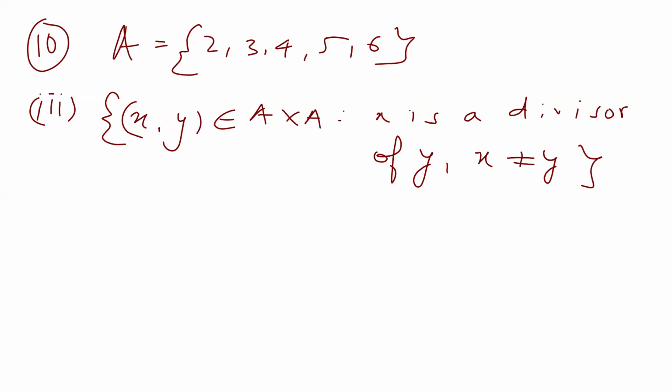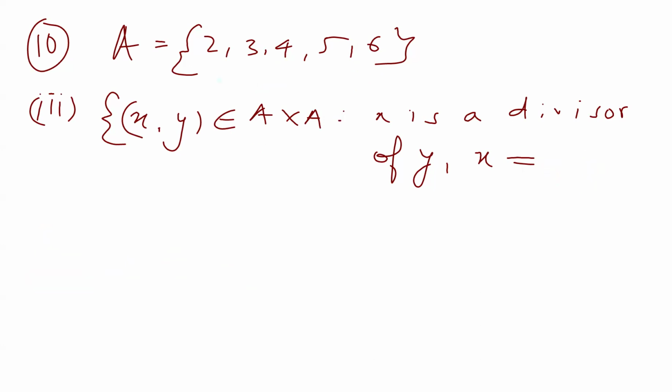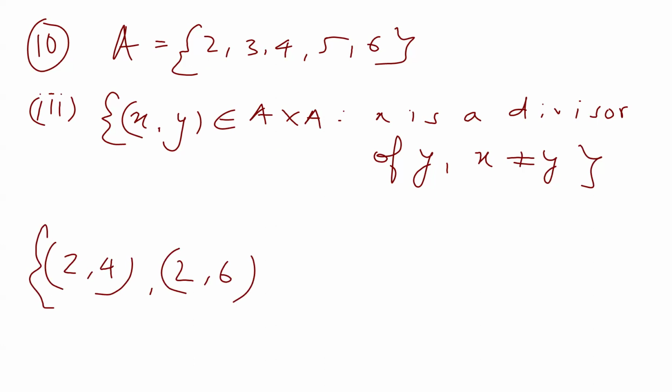So let us first try to understand the things which are given over here. The first component should be a divisor of the second component, but then both are not supposed to be equal. Now 2 is a divisor of what? 2 is a divisor of 4 and 2 is a divisor of 6. So 2 comma 4, 2 comma 6. 2 is a divisor of itself also, but then x is not equal to y. So 2 comma 2 is not the answer.